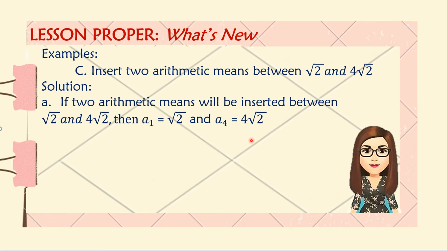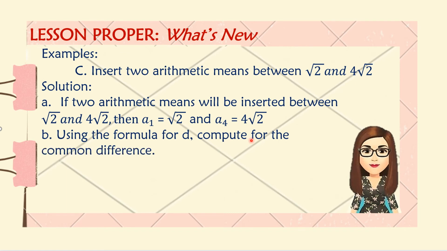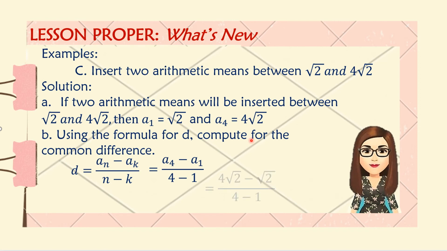So, 2 arithmetic means lang. So, ibig sabihin si 4 square root of 2 ay pang-apat. Okay? So, using the formula, again, so we have, for the common difference, write the formula. So, we have a sub 4 minus a sub 1 all over 4 minus 1. Okay? So, we have, ang a sub 4 natin ay 4 square root of 2 minus square root of 2 all over 4 minus 1.